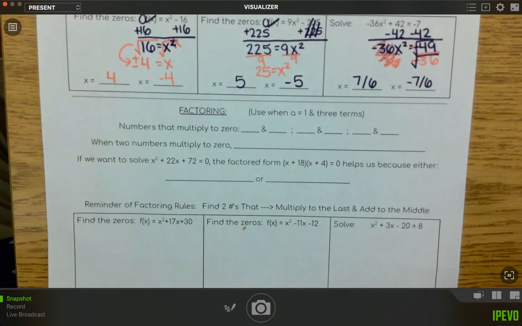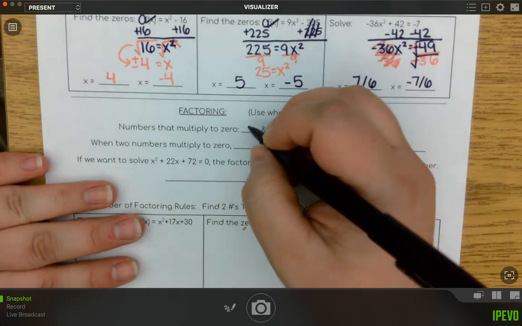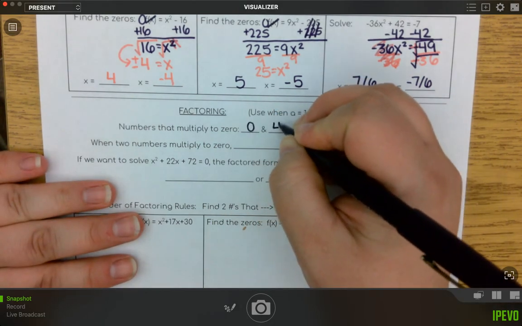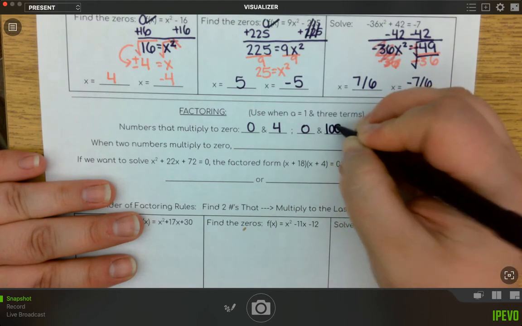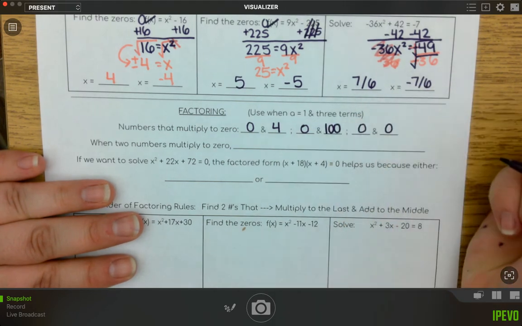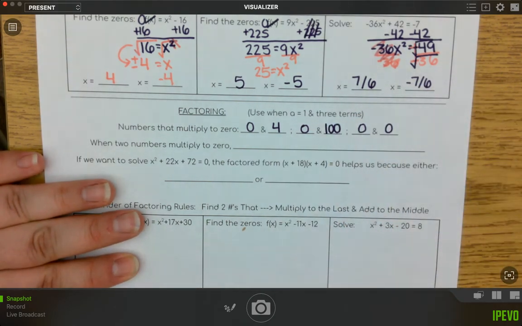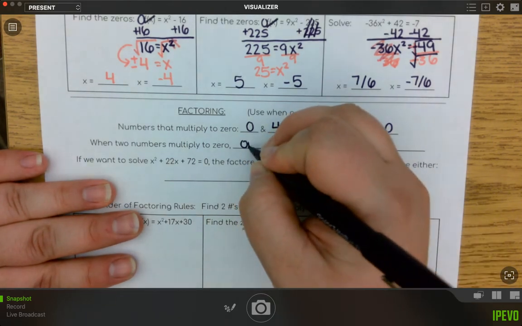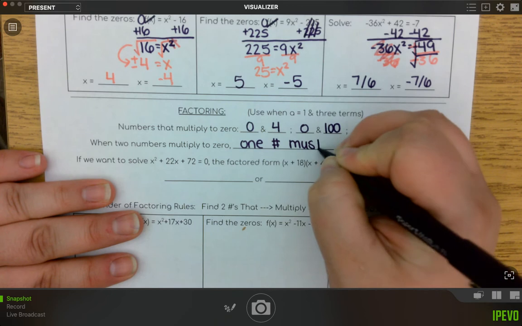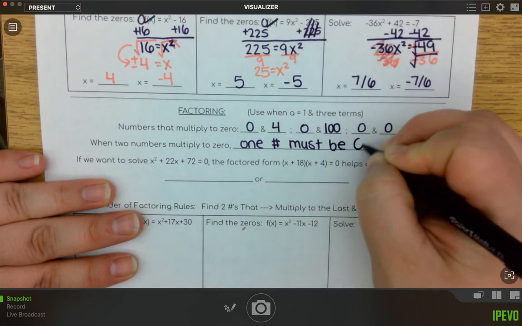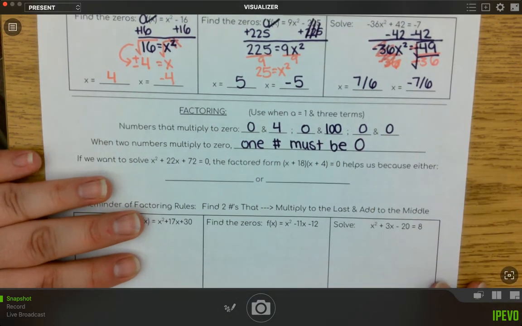Now let's talk about factoring. Numbers that multiply to 0. 0 times 4 is 0. 0 times 100 is 0. And 0 times 0 is 0. Notice how in every single pair, one number must be 0. It is impossible to multiply to 0 if one of the numbers isn't 0.